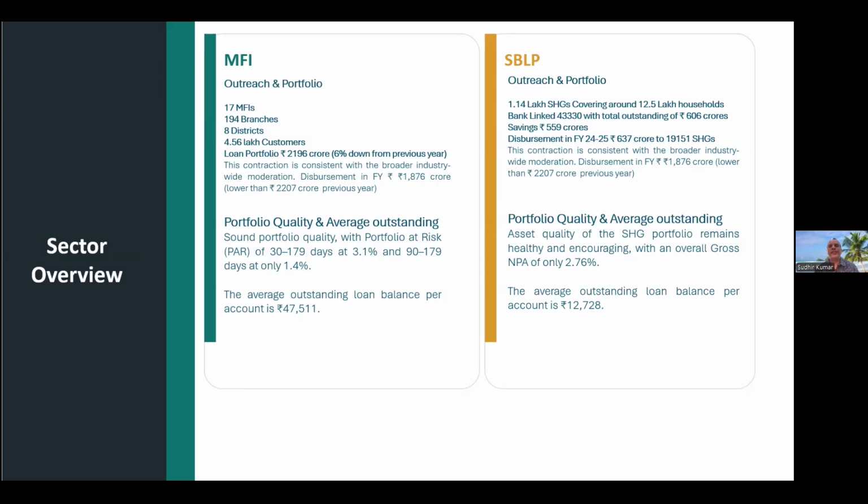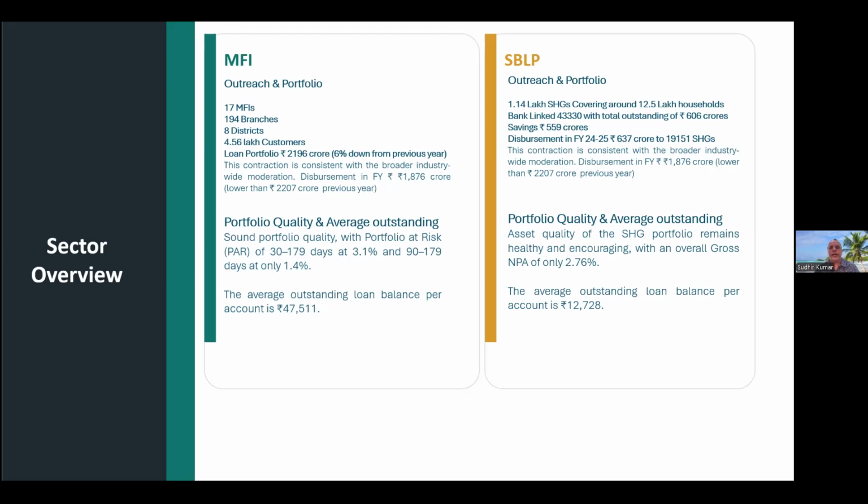Okay. So this is the sectoral overview, which is basically secondary data, already in the public domain. There are 17 MFIs, 194 branches, in eight districts, with around 4.56 lakh unique clients. The portfolio is 2,196 crore, which has reduced from last year. Nationally, that is in line with the national movement of the microfinance portfolio, but the reduction is less in Tripura compared with national figures.